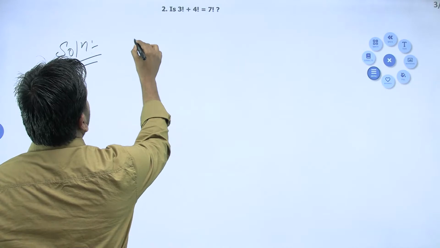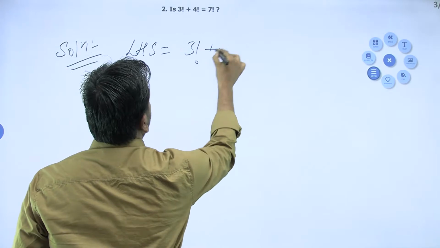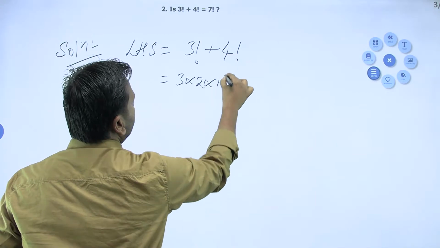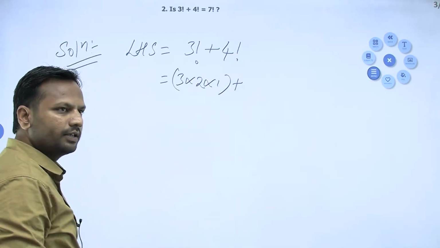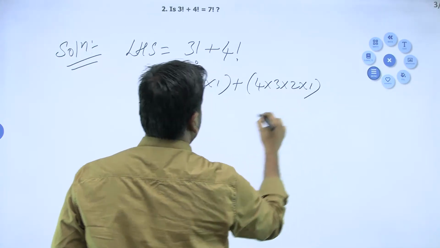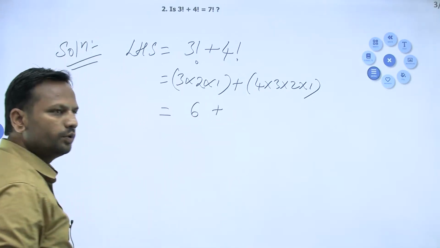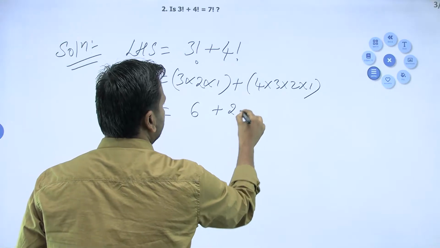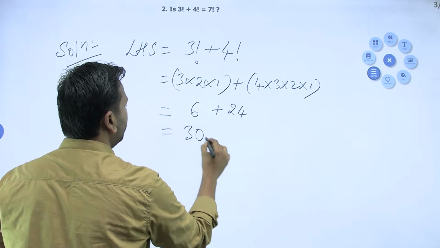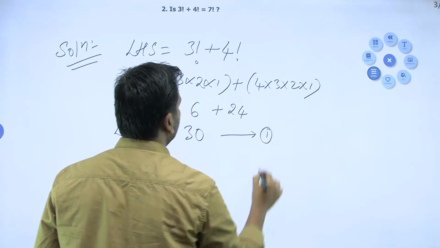So now let me consider the LHS first. What is LHS, students? 3 factorial plus 4 factorial here. 3 factorial can be written as 3 into 2 into 1 plus 4 factorial. How do we express it, students? 4 into 3 into 2 into 1. So what is 3 into 2 into 1? It is 6. 4 into 3 into 2 into 1 is 24. Got it? So add it now. What do you get? 30. LHS, how much did you get? 30. Let me call it equation 1, friends.